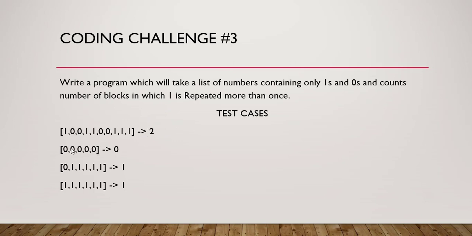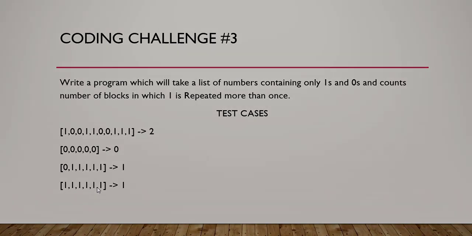Here we have a list containing zeros, so we don't have any blocks in which 1 is repeated more than once. Here we have a single block with 5 ones, so our program should tell us you have one block, and here we have only one, so our program should tell us again that we have only one block. So this is the coding challenge. I suggest you solve it by yourself and then see the solution in my video.